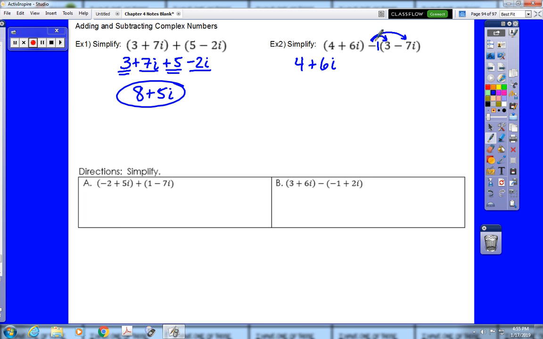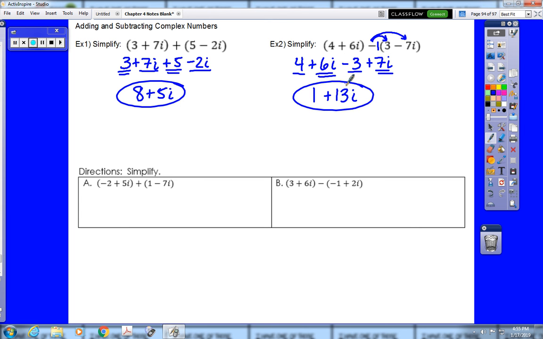But the second set of parentheses, we're doing negative 1 times 3, which would be negative 3, and negative 1 times negative 7i, which would be positive 7i. That's really the only trick to it, though, because then we still combine like terms. So once we've gotten rid of the parentheses, it's the same as addition. 4 minus 3 is 1. 6i plus 7i is 13i.